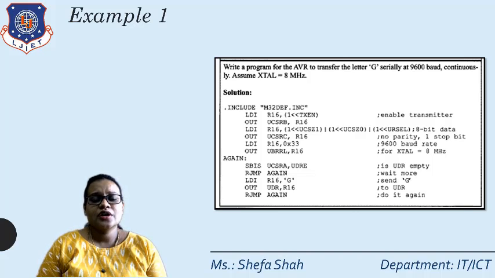So for the next character, it will again monitor the UDRE bit in UCSRA, and whenever all the bits have been transferred serially, then the next character will be taken. So this is the basic example related to serial data transfer.